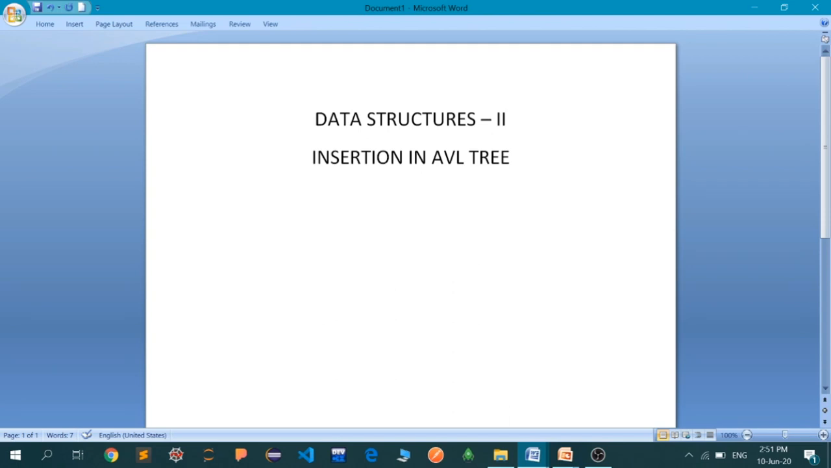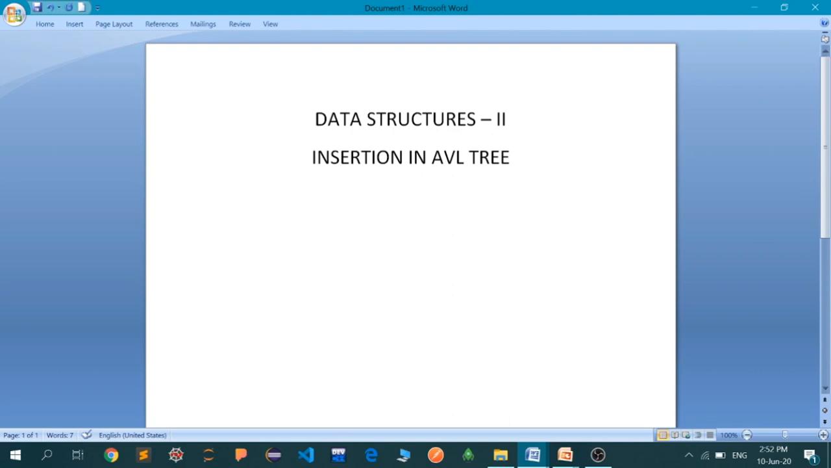Yesterday we have seen how to calculate the balance factor at each and every node. As we have discussed earlier, addition of a particular node in a binary search tree can be done only at the leaf nodes, and the same is the case with AVLs. So in an AVL tree also you can insert a particular node at its leaves only. When you add a node at a particular leaf in your AVL tree, the height of that particular subtree is going to change drastically.